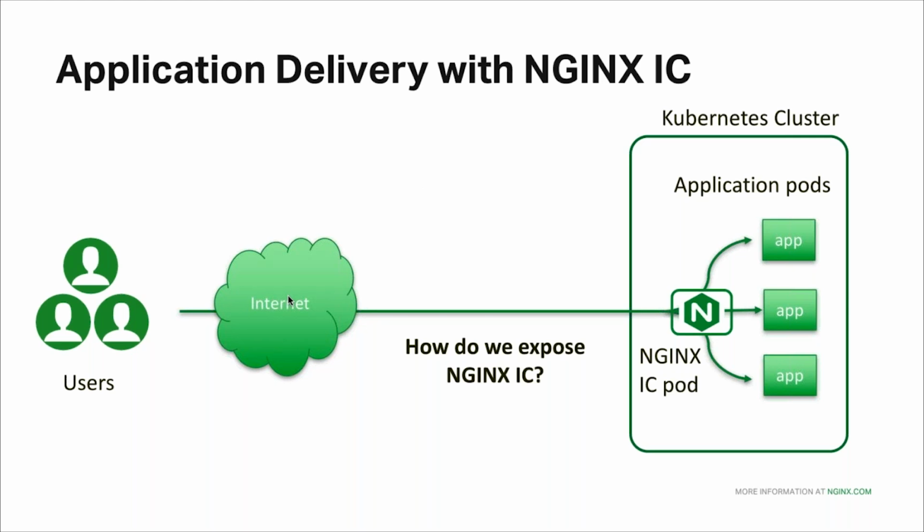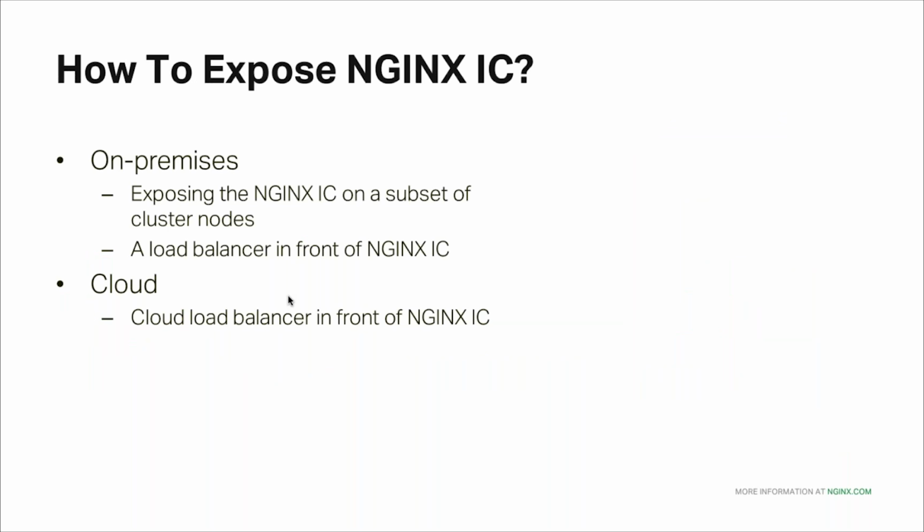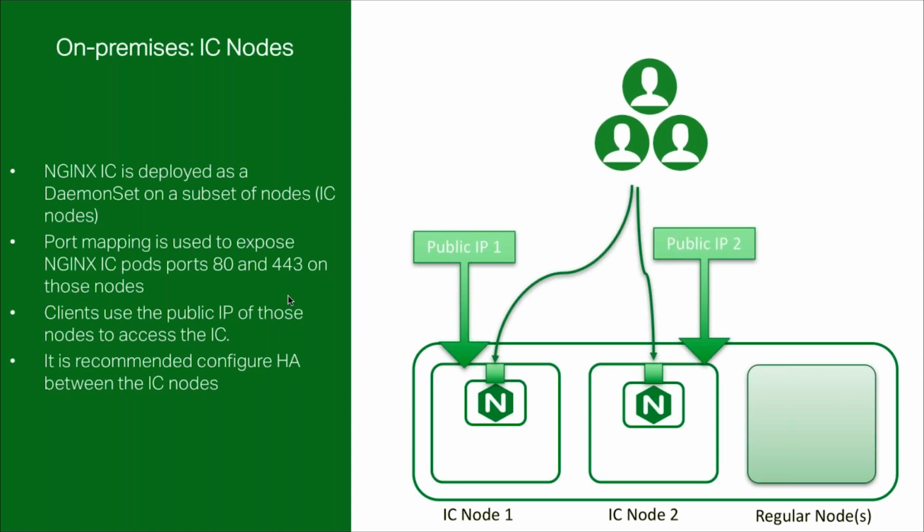There are several options for how you can expose the Ingress controller. And those options depend on where you're running your Kubernetes cluster, on premises or in the cloud. The first option for on-premises Kubernetes clusters is to expose the Ingress controller pods on some nodes of the cluster. In this case, you would use a daemon set resource to deploy the Ingress controller on a subset of nodes with exactly one Ingress controller pod per node.